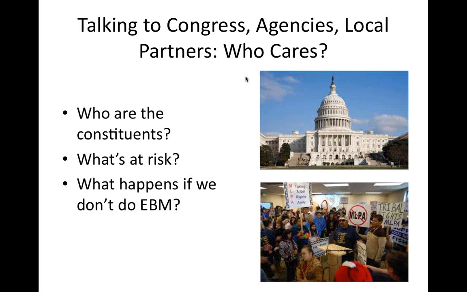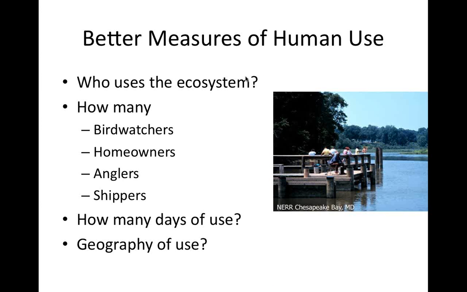A lot of times what Congress wants to know, what international agencies want to know, is how big is the ecosystem-dependent economy, and how much of that is at risk because we're not doing EBM or we're not doing it right. What happens if we fail to protect coral reefs? What happens if we let salt marshes die? Who does that affect? Part of getting at this is coming up with better measures of human use generally.